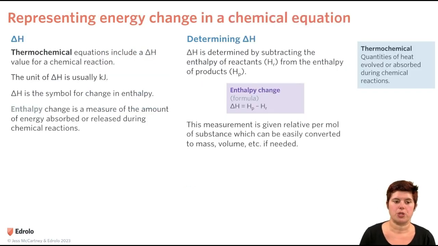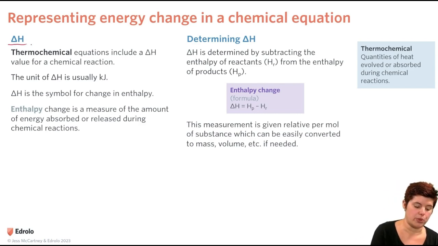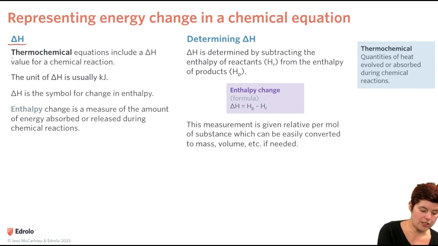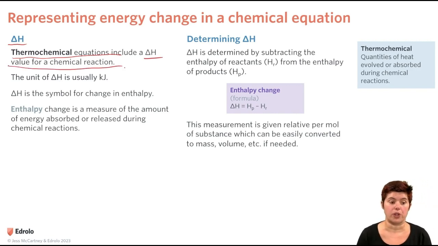So in chemistry, we can represent energy in multiple different ways. We can look at it as just writing energy on the equation, or we can use it in terms of the energy change and use what's known as the delta H symbol. When you see this delta H symbol, this is looking at the energy change from the reactants to the products. So thermochemical equations will include the delta H value for the chemical reaction.